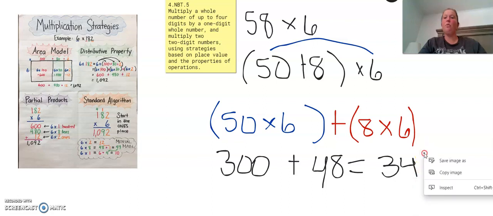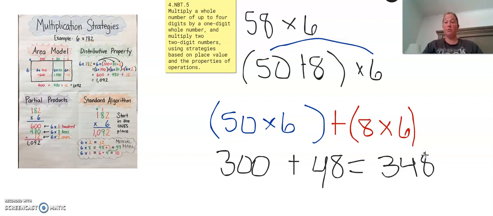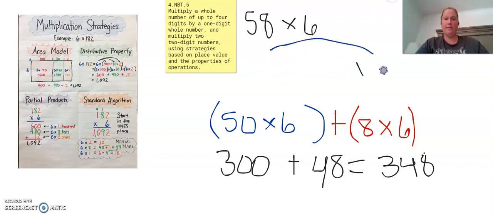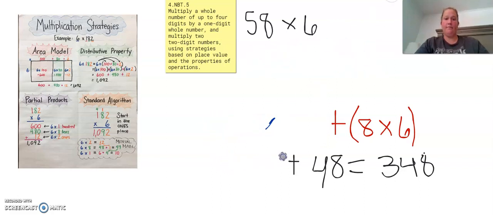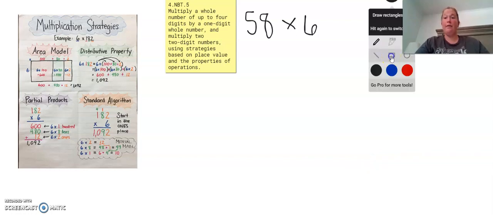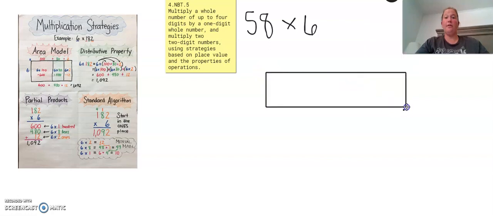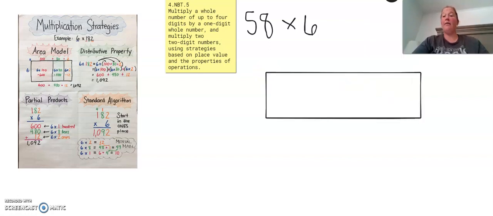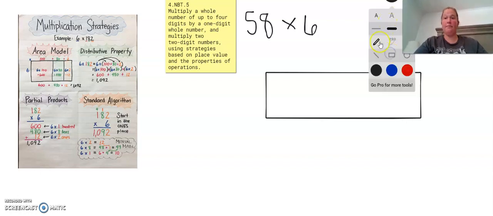Now, what if we want to use a visual to help us? We could use the area model, all right? So let me erase some of this. And we'll make our rectangle. So in 3rd grade, we learned how to find the area of a rectangle. Okay, so that's what we're going to do today in the area model.